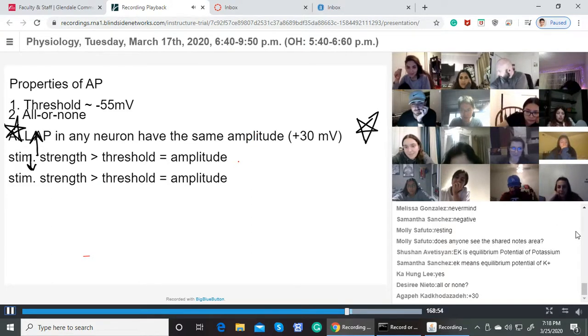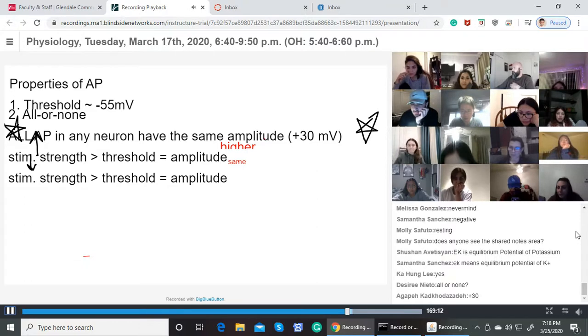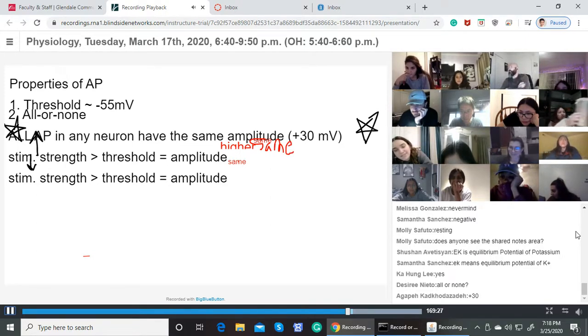Anyone can try. Someone said higher. Someone said same. Any more suggestion? You can disagree. Oh, someone handwrote same. Oh, someone typed same. Desiree likes handwriting. Okay, good. The bottom one, everyone agrees with the same. Okay, good. Same.